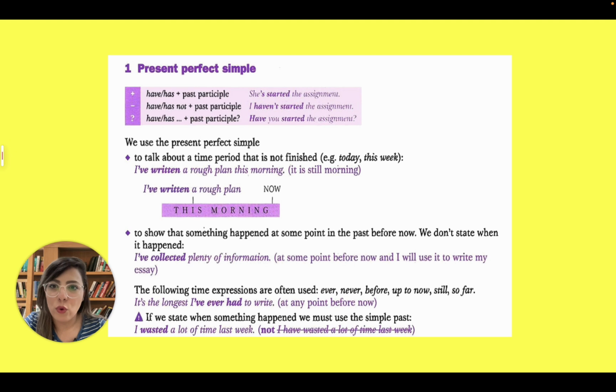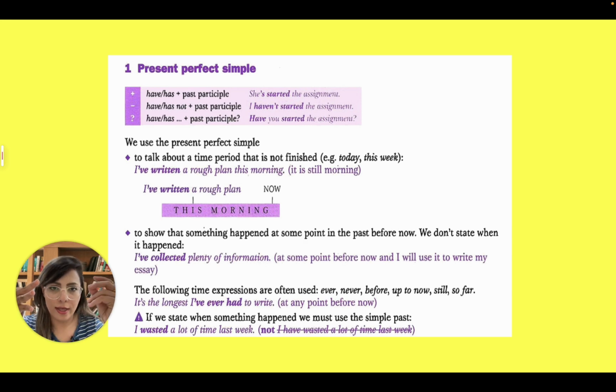اول میریم سراغ فرمش. چه شکلی میتونیم توی قالب بذاریم و بگیم که ما یه جمله present perfect داریم میسازیم. برای حالت مثبتش for positive sentence we use have and has, or better to say have or has plus past participle. We have subject like I, you, she, he, it, we, you, they. We have or has and past participle. For she, he, it we use has and for the rest of that we use have.